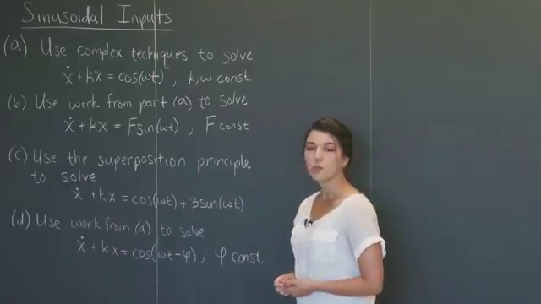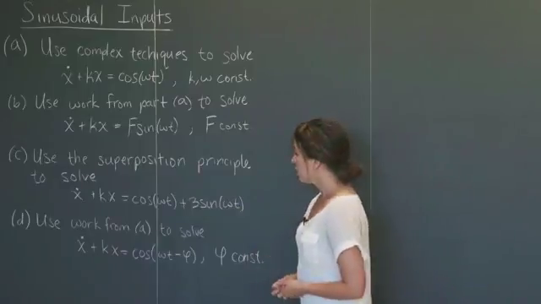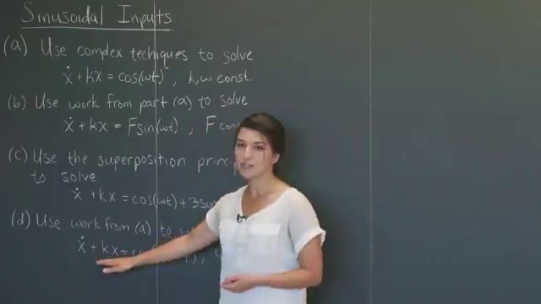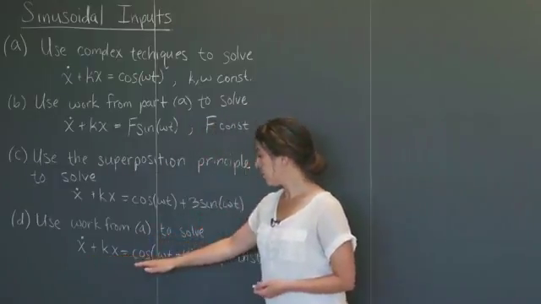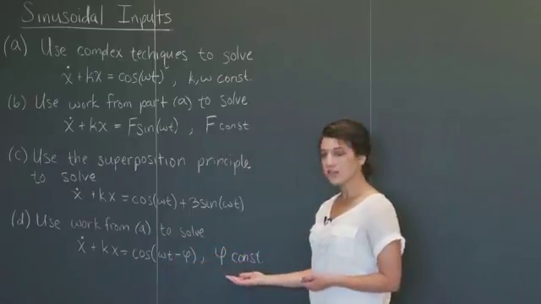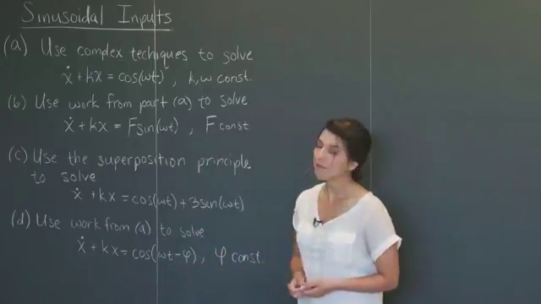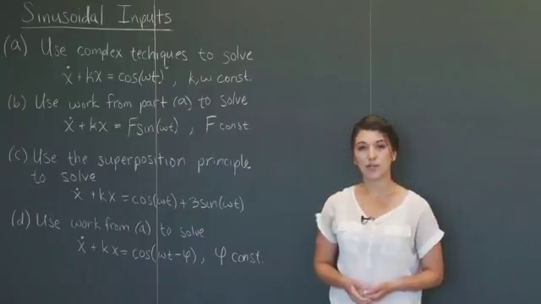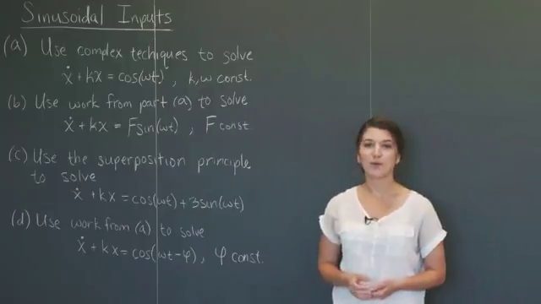Finally, in Part D, we will use our work from Part A again to solve x dot plus kx on the left-hand side again, but our input is cosine of omega t minus phi, where phi is a constant phase shift. Take a moment to pause this video and try these problems on your own, and we'll be back in a moment.